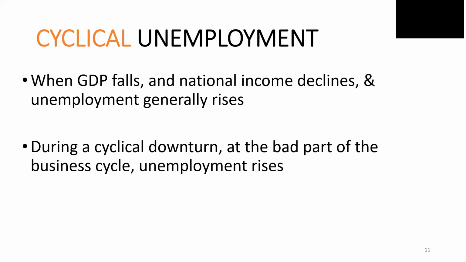Cyclical unemployment happens during the bad part of the business cycle. So the economy goes through periods of growth when incomes are going up, people are spending money, firms are making profits, the stock market's doing well, it's a boom. But the boom doesn't last forever. Sometimes it goes through a down phase when incomes are going down, people are spending less, firms are going bust, and that's called a recession. And during the bad part of the business cycle, unemployment goes up. The rise in unemployment that happens during the bad part of the business cycle is called cyclical unemployment.